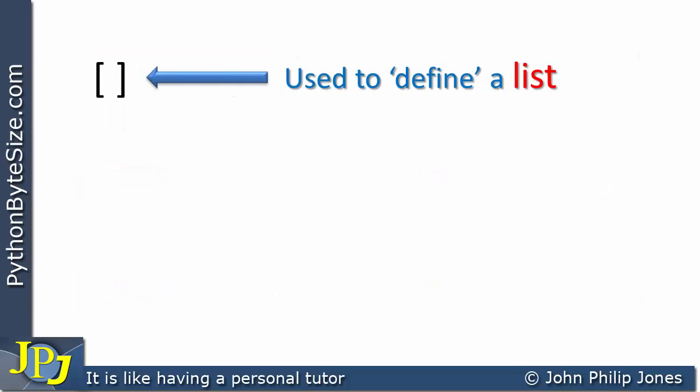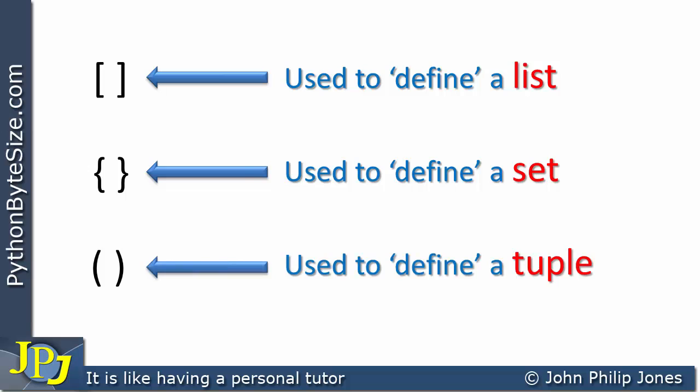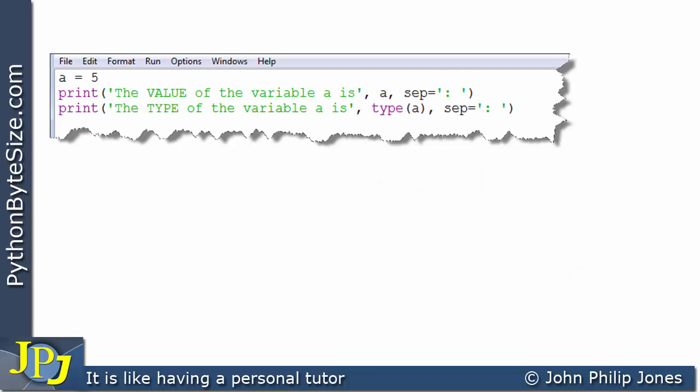So these square brackets here are used to define a list, these braces here are used to define a set, and these brackets are used to define a tuple. So whenever you use the type function, you can always find out what an individual data type is within your program by passing it the name of the actual variable. And we've seen floats, integers, and of course we've now seen a list, a set, and a tuple as examples of types in Python. Let's consider this program for a moment.